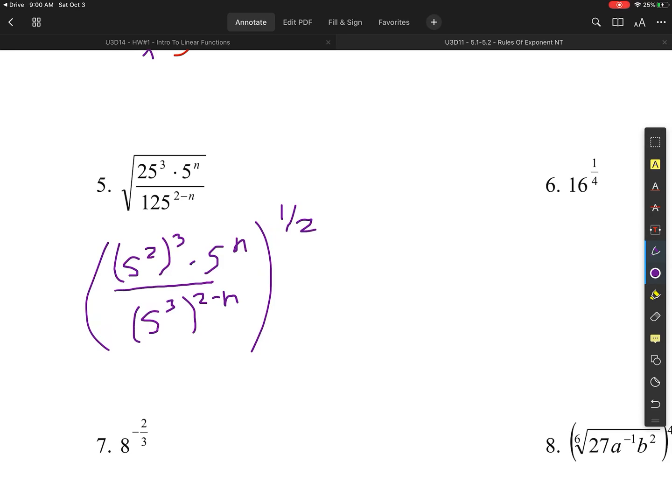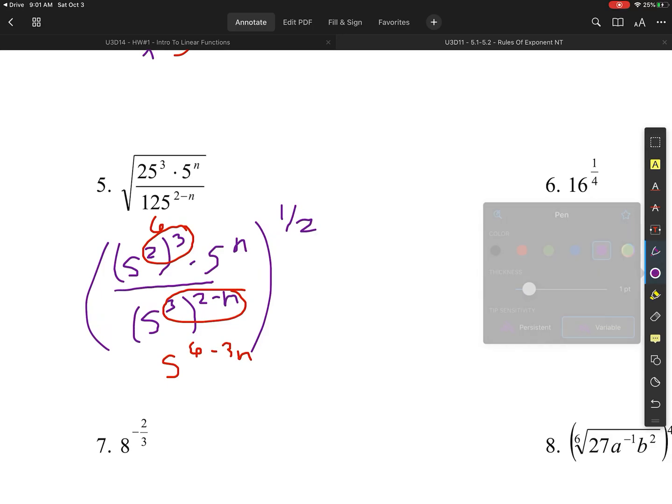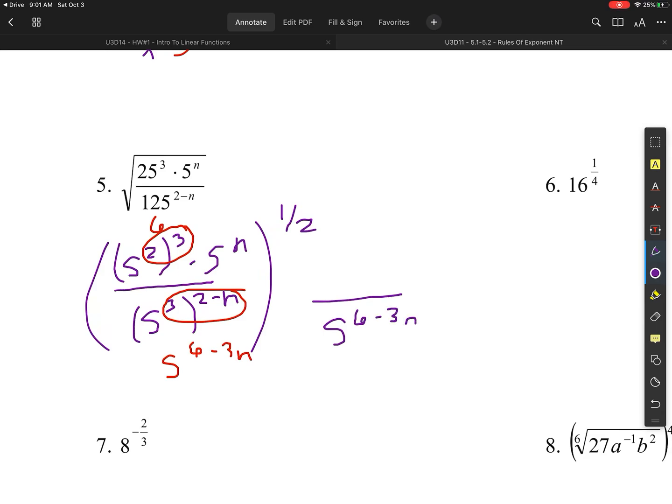All right, so I can do some combining here. This times this gives me 5 to the 6. This times this gives me 5 to the 6 minus 3n. So in my denominator, I can't do anything. I got 5 to the 6 minus 3n. My numerator, multiplication with the same base we can add. So I can get 5 to the 6 plus n. Again, this is all raised to the half power.